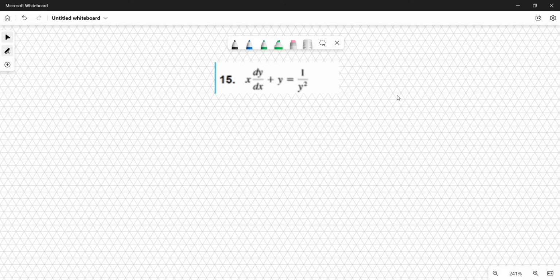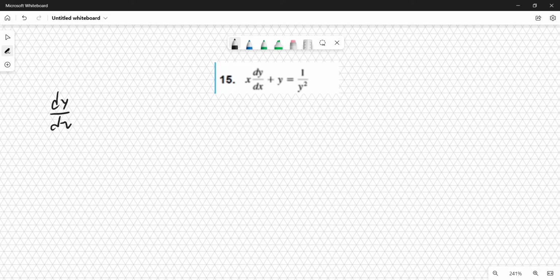All right, now let's take a look at a Bernoulli equation, a first order ODE. I like these because they mix up change of variables, so they use change of variables along with integrating factors. So it's a great practice overall. The form of a Bernoulli ODE is like so.